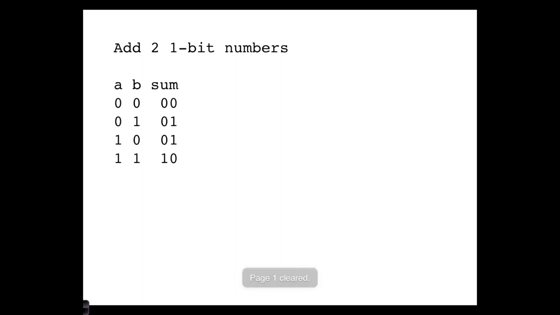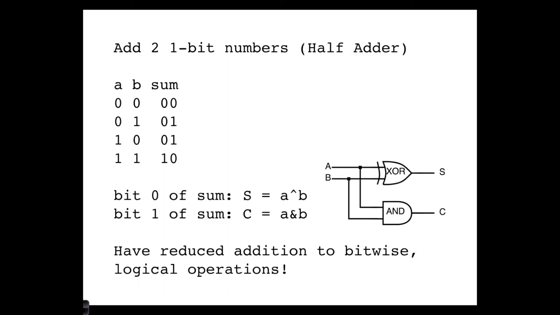Okay, but before we get to the actual logic gate itself, if we're adding just two binary digits, aren't these all the combinations you can have? You can do 0 and 0 is 0, 0 and 1 is 1, 1 and 0 is also 1, and 1 and 1 is 1, 0. That's all you have to do to add two 1-bit numbers, right? Just add them. Okay. Now, here's how you actually do them.